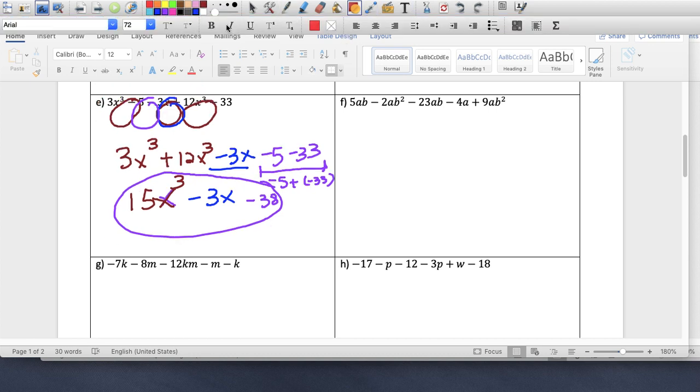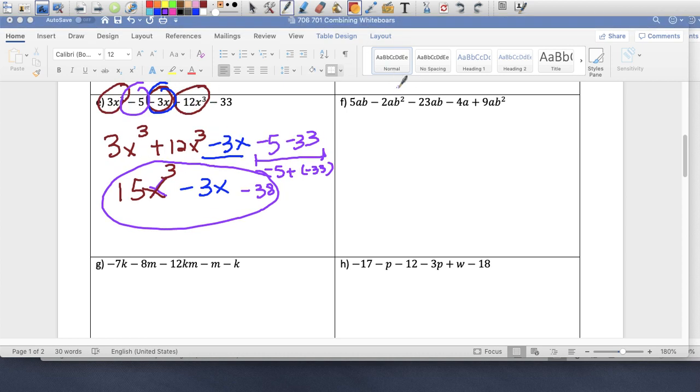Next one, it's going to get messy. So I'm going to do the ones with the high powers first. So this guy and this guy go together. Make the circle a little bit smaller. That's negative 2ab squared plus 9ab squared. And then who else is the same?